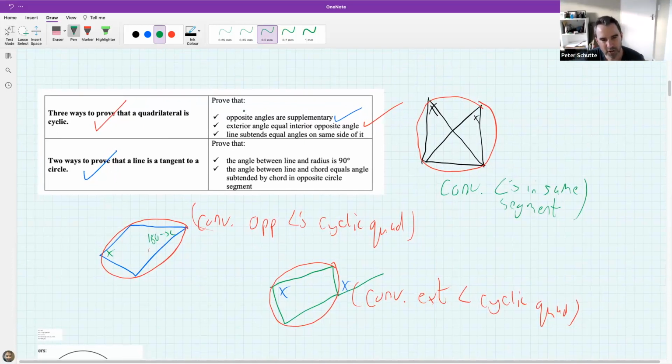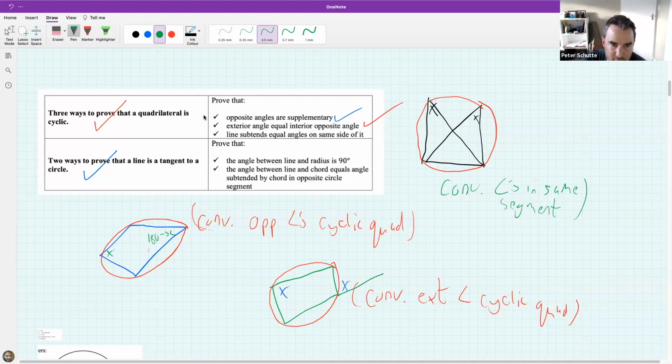I'm not going to go into super detail about what converse means, but informally it means the other way around. Normally you're given that something's a cyclic quad, therefore you know it's true. In this case, you check whether this thing is true, to know that it's a cyclic quad. The technical definition is that if P implies Q, then the converse is Q implies P. But there's not time to go into too much detail about that. So that's the one thing we need to bear in mind today.